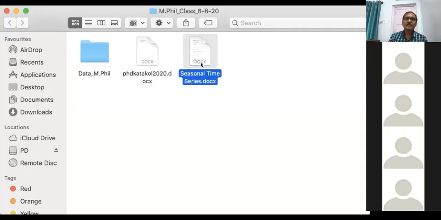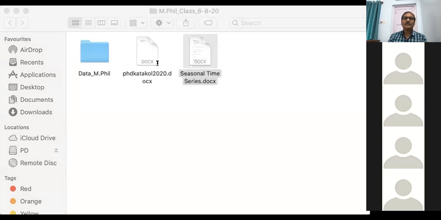Now, in continuation of the last class's discussion, let us start today with the concept of unit root, and how we can get the unit root series. So this is our main concern for today's class.